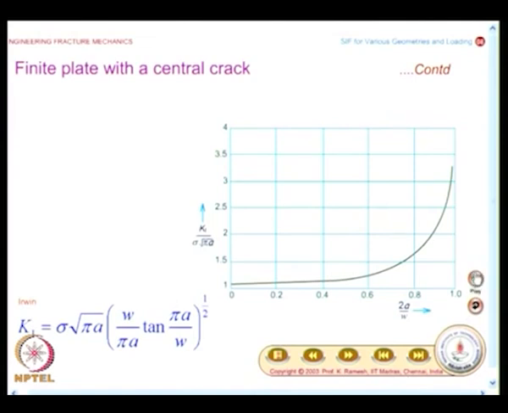So, I have the x axis given as 2a by w: 0, 0.2, 0.4, 0.6, 0.8 and I go up to 1. On the y axis what is plotted is K1 divided by sigma root pi a: 1, 1.5, 2, 2.5 etc. And this is how the variation of SIF is predicted by Irwin's expression, and I have already said that Irwin's expression is the simplest and crudest of all of it, but it was a very good starting point.